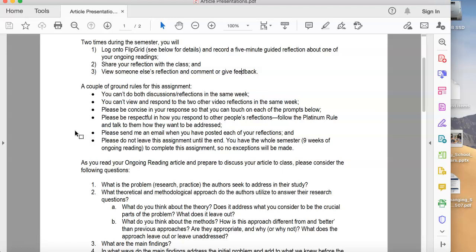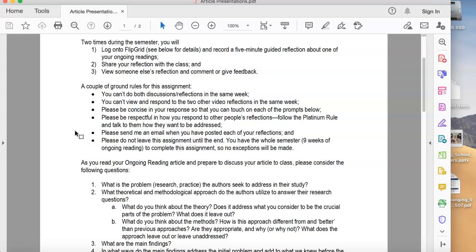Please be respectful in how you respond to other people's reflections. Follow what we call the platinum rule and talk to other people how they want to be addressed. And we're all familiar with the golden rule. So treat others how you want to be treated. Platinum rule is think about how they want to be treated, because we may not realize that we talk to members of our own group in a way that other people may find offensive.